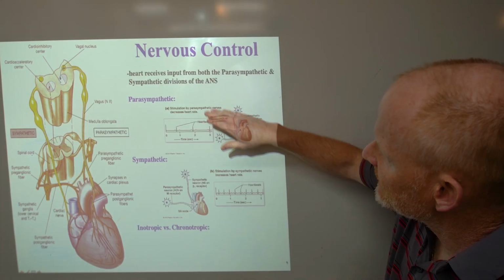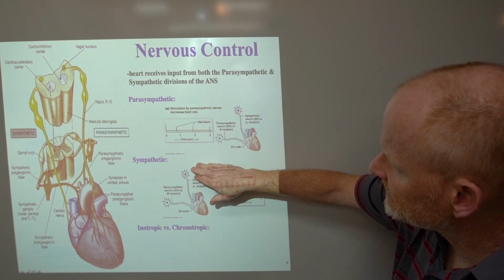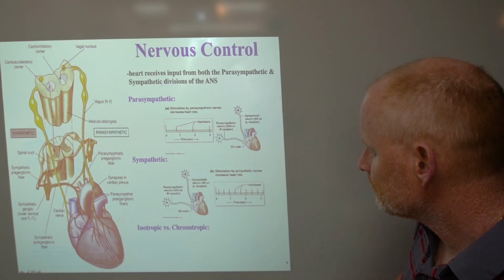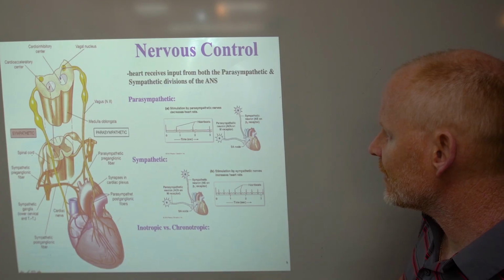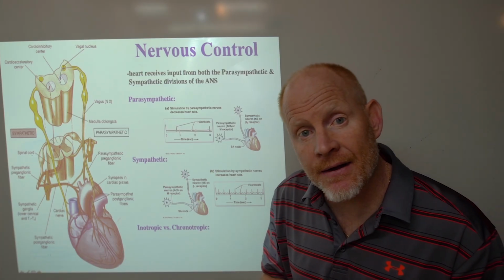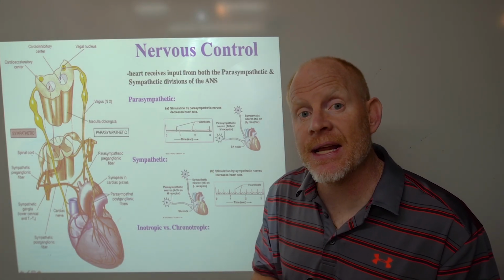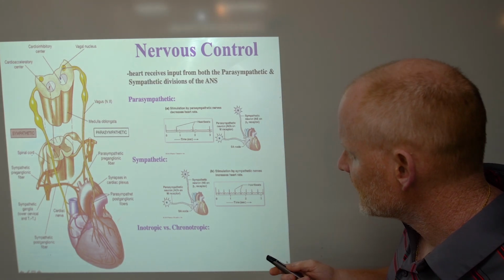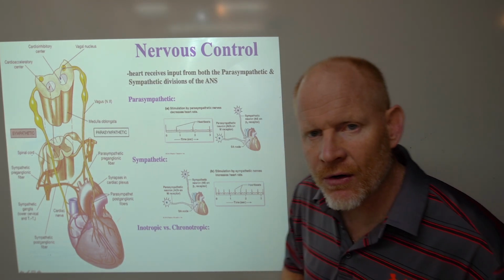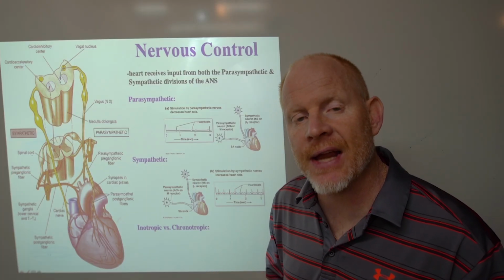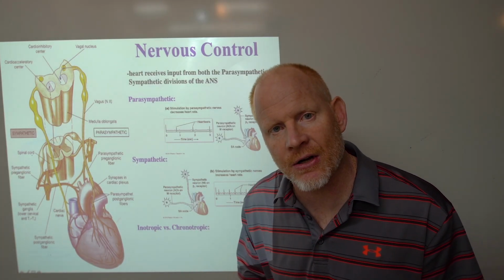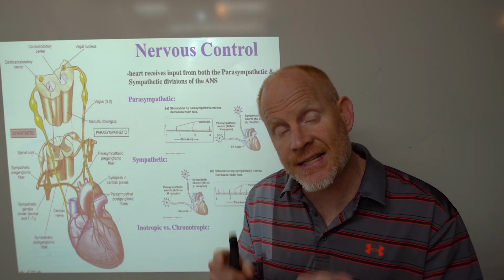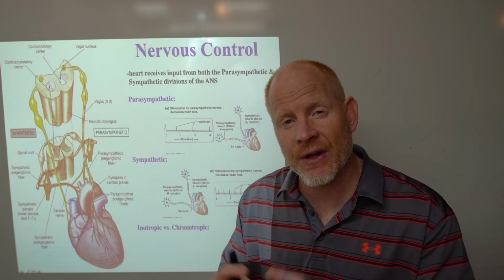Okay, nervous control. As I mentioned, there are two systems, the parasympathetic and sympathetic nervous systems, that control heart rate. The parasympathetic nervous system slows the heart down. The sympathetic nervous system increases heart rate and increases force of contractility. The sympathetic nerves are going to innervate, or send nerves directly to, the SA node and to the contractile cardiomyocytes. The parasympathetic nervous system only sends nerves to the SA node and AV nodes, so it doesn't really affect force of contraction.